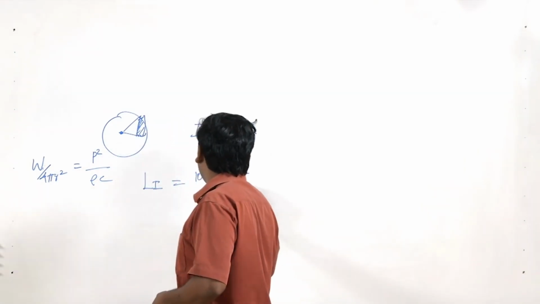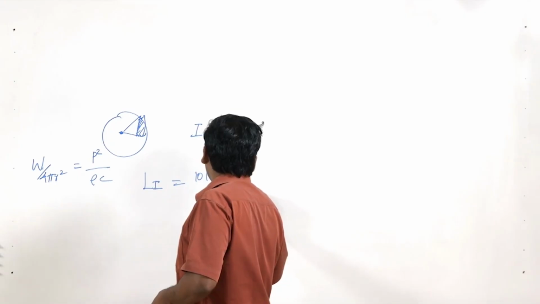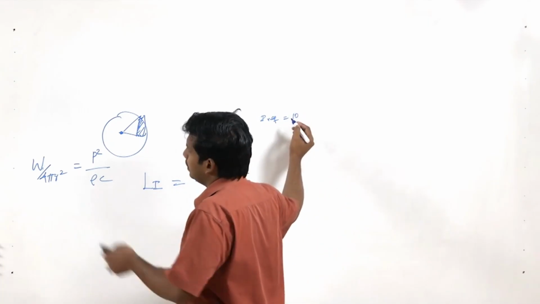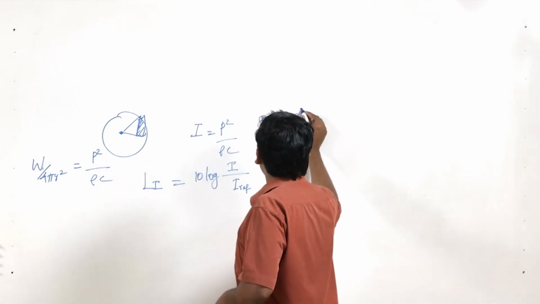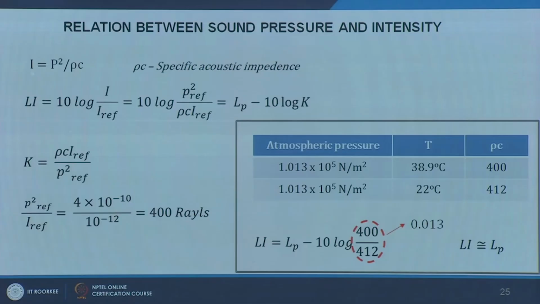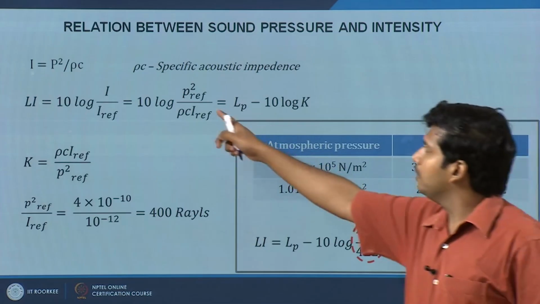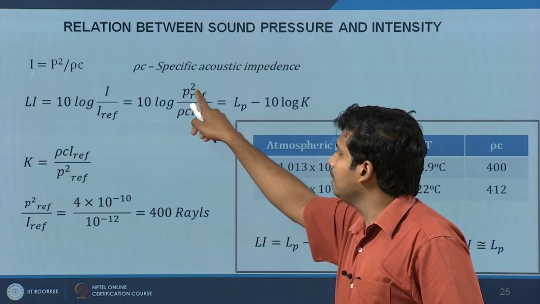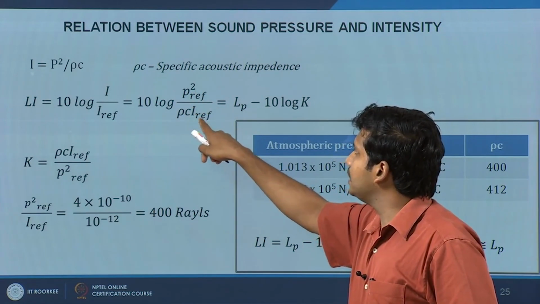This will be I by I reference. We know that I reference is 10 power minus 12. This is a number here. I reference is 10 power minus 12. Then this equation will become P square by rho C I reference. Let us keep the I reference here. So this will become P square by rho C I reference.